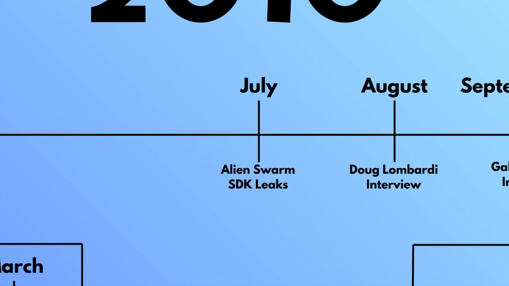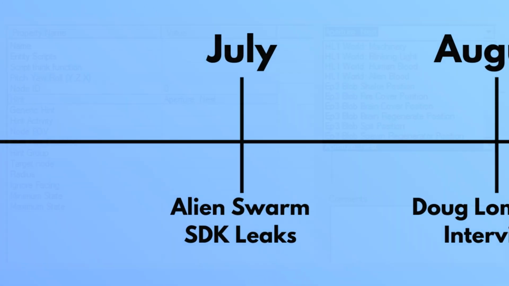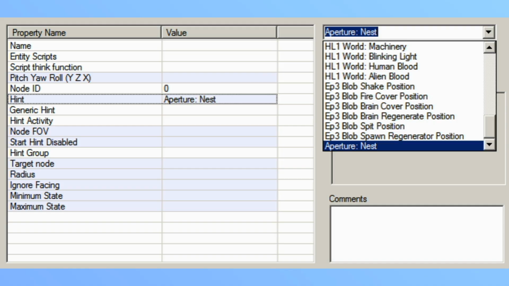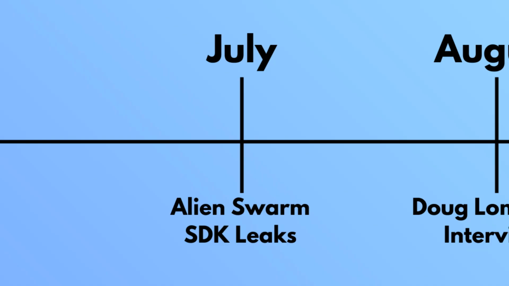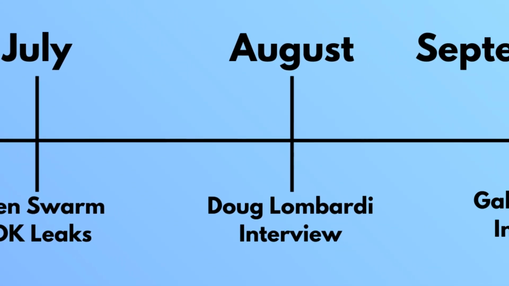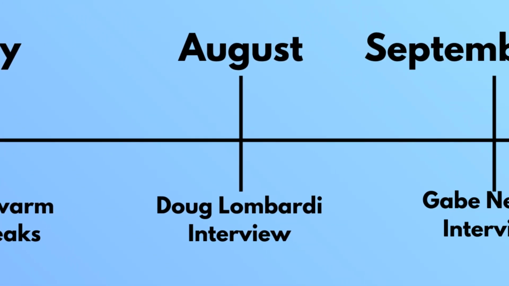Perfection. Sometime in July, Episode 3 references were found in the Alien Swarm SDK. A few object property names that were found inside include EP3 Blob Shake Position, EP3 Fire Cover Position, and EP3 Blob Brain Cover Position. Some of these seem to be references to the blob entity seen in the early Episode 3 development footage. In an August interview, Doug Lombardi states that they hate to make the community wait for the next game in the franchise.